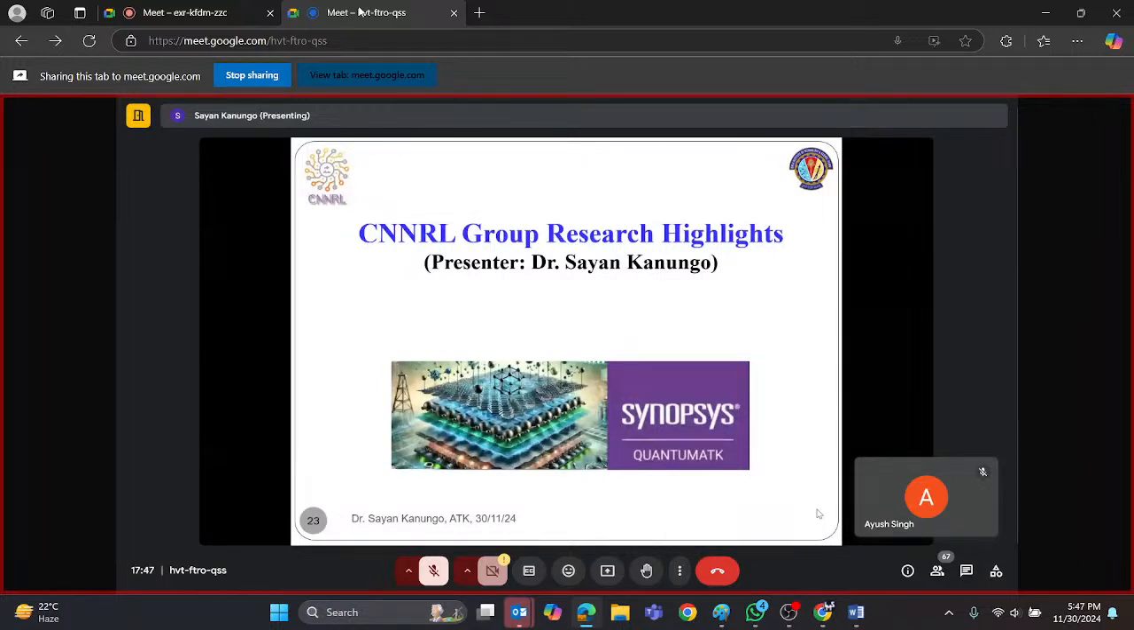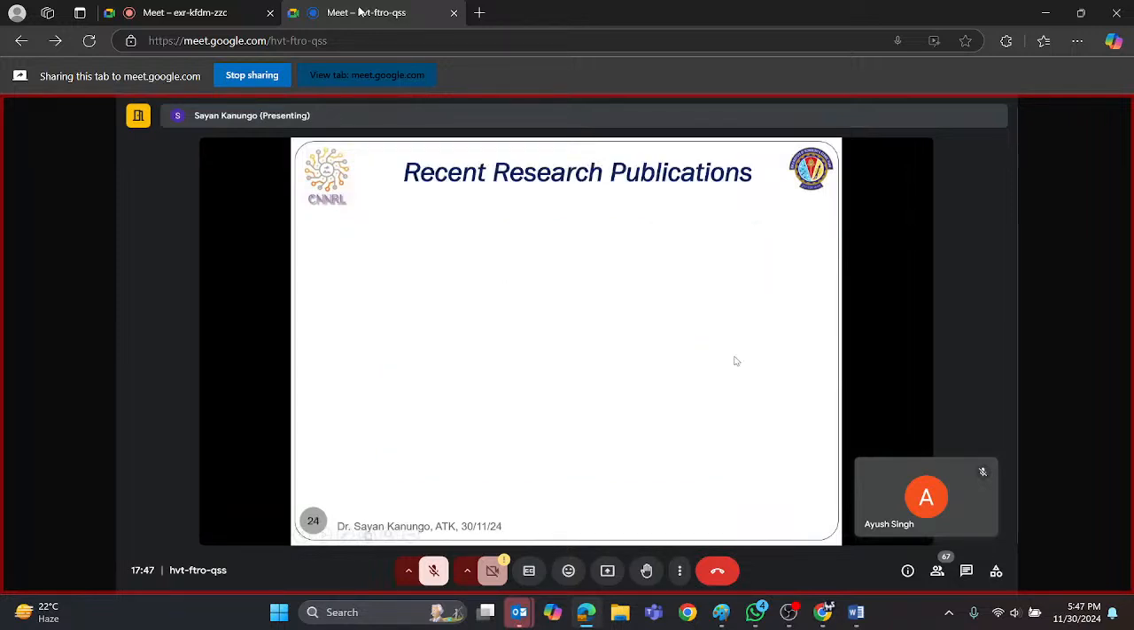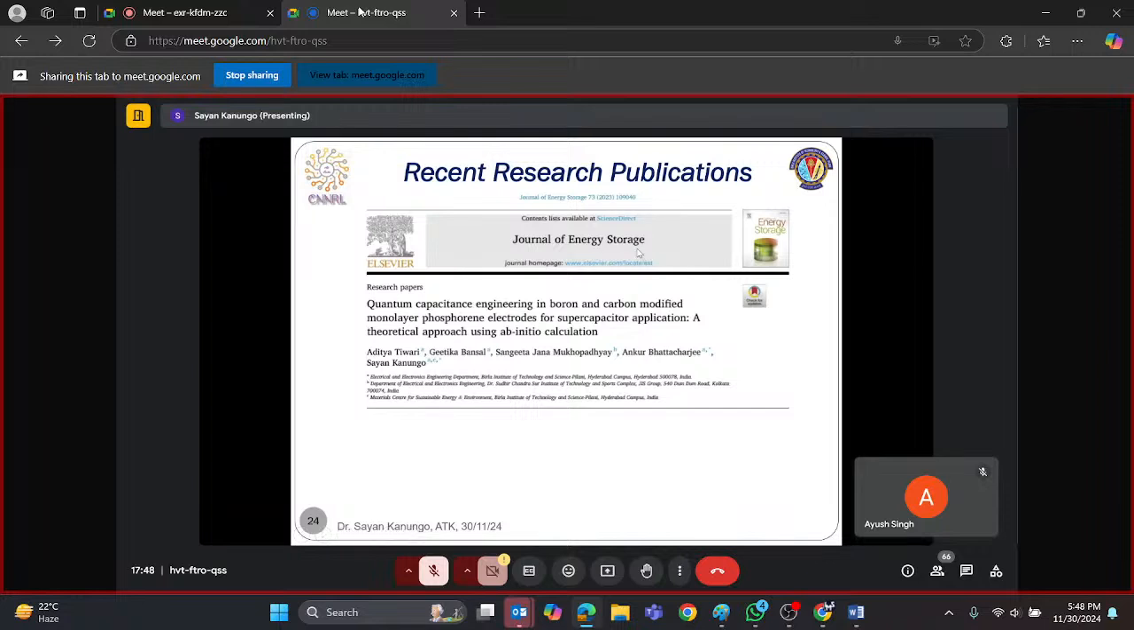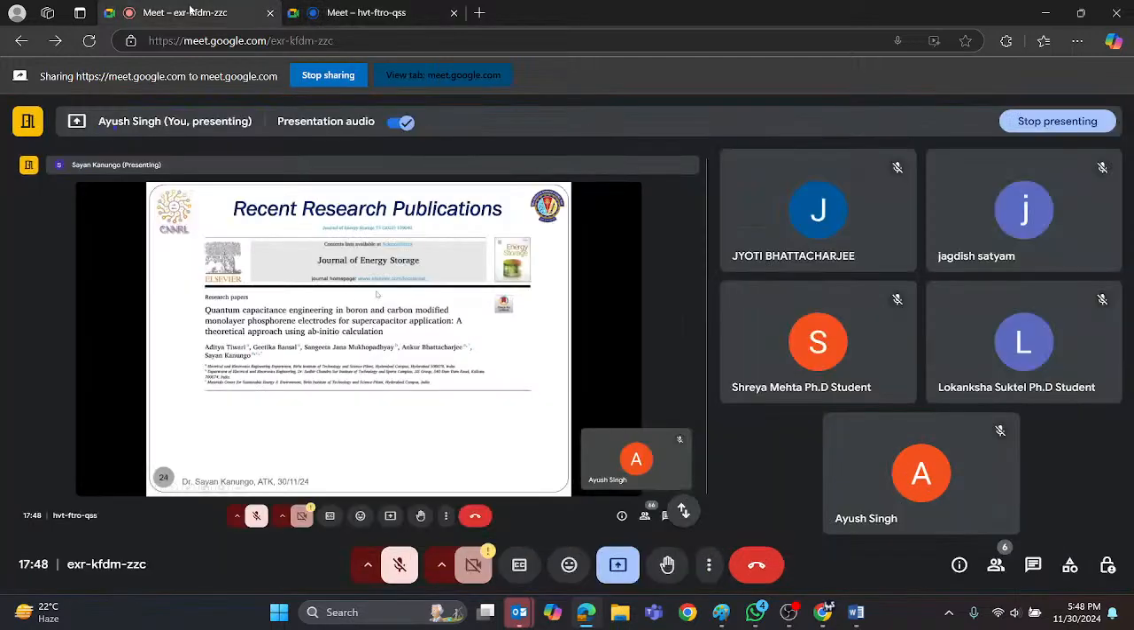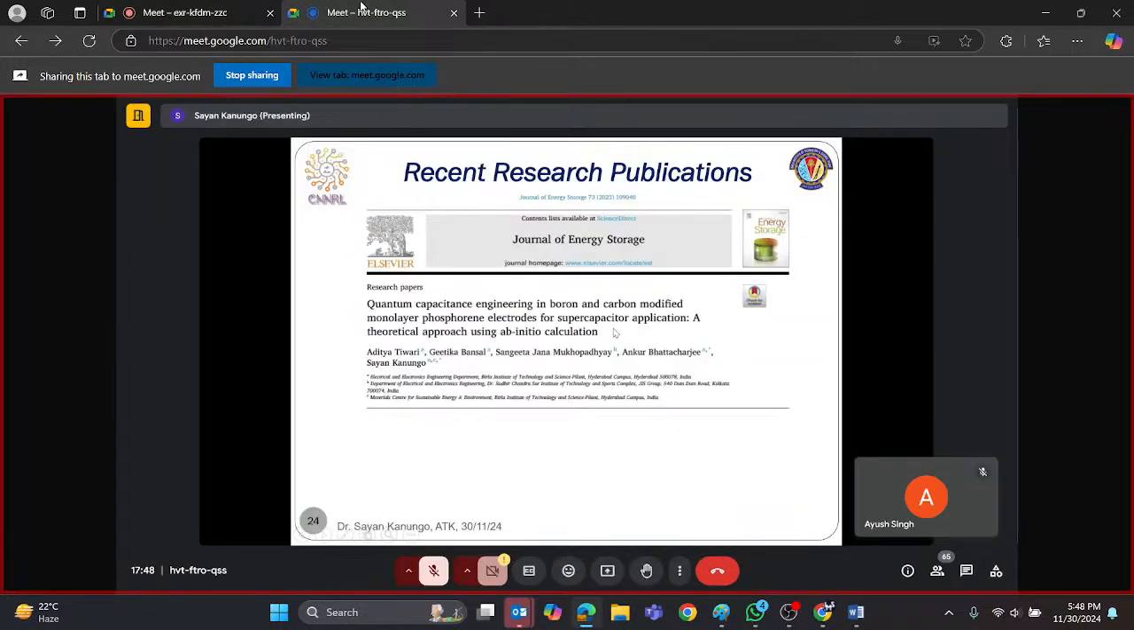Yes, sir. So let us very briefly look into some of the research highlights related to this particular domain from our group, as well as a brief introduction of our research activity. So I will start with the recent research publication on 2D material based ideal supercapacitor electrode design from our group. The first publication that we have published in the Journal of Energy Storage in this domain is particularly aiming at the substitutional non-metallic doping in black phosphorene for the overall ideal supercapacitor electrode performance improvement.